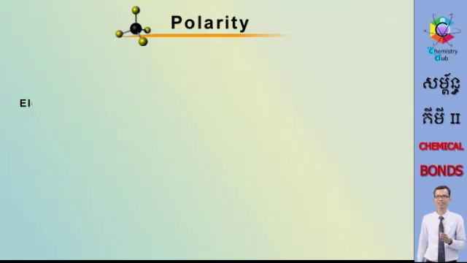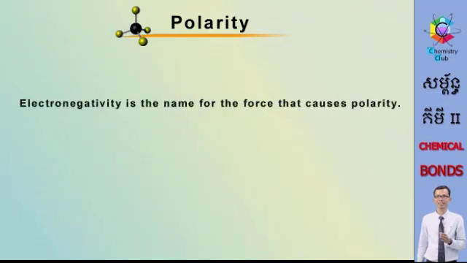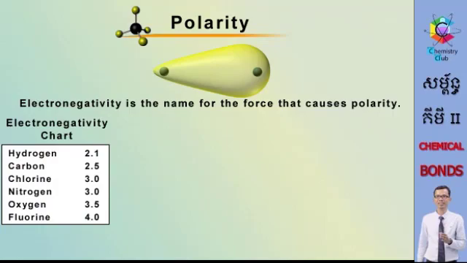The property that causes polarity in a molecule is called electronegativity. Electronegativity means that one atom in a bond exerts more pull on the shared electrons than does the other atom. This causes that end of the bond to be more negative, due to the additional electrons pulled to that end. The relative electronegativities of atoms can be obtained from an electronegativity chart. The higher the value, the more electronegative an atom is.